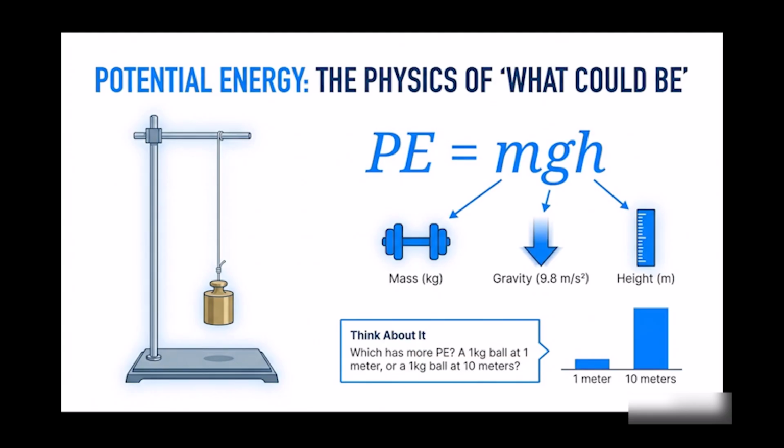Potential energy, what could be? Potential energy is all about height and mass. We calculate it using the formula PE equals mgh, where m is mass, g is gravity, and h is height.